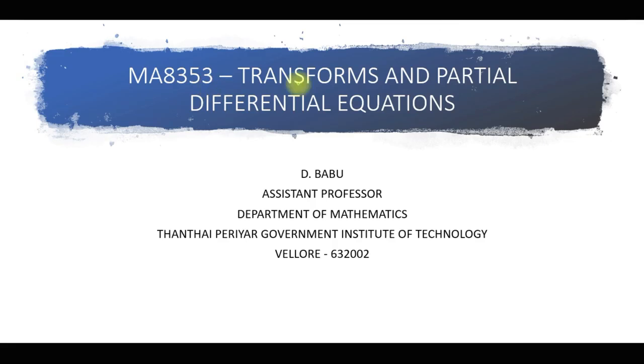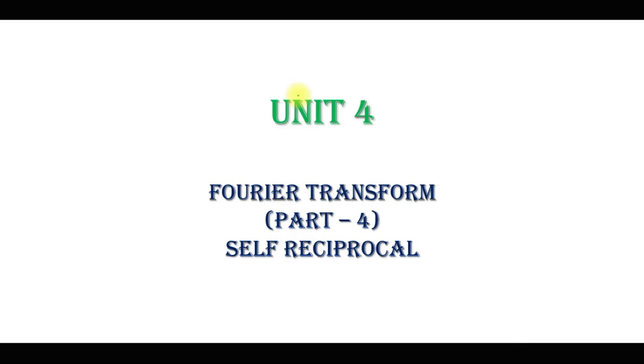MA 353 Transforms and Partial Differential Equation, Unit 4, Fourier Transform, Part 4. So in this video lecture, we are going to learn about self-reciprocal. What is self-reciprocal? A function f of x is said to be self-reciprocal under Fourier transform if Fourier of f of x equals f of s. That is, if f of x and its Fourier transform have identical functions, then the given function f of x is said to be self-reciprocal.